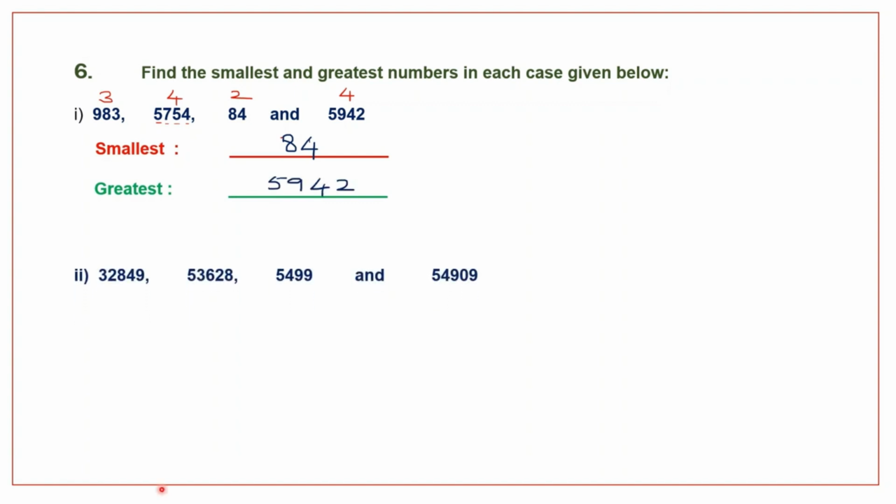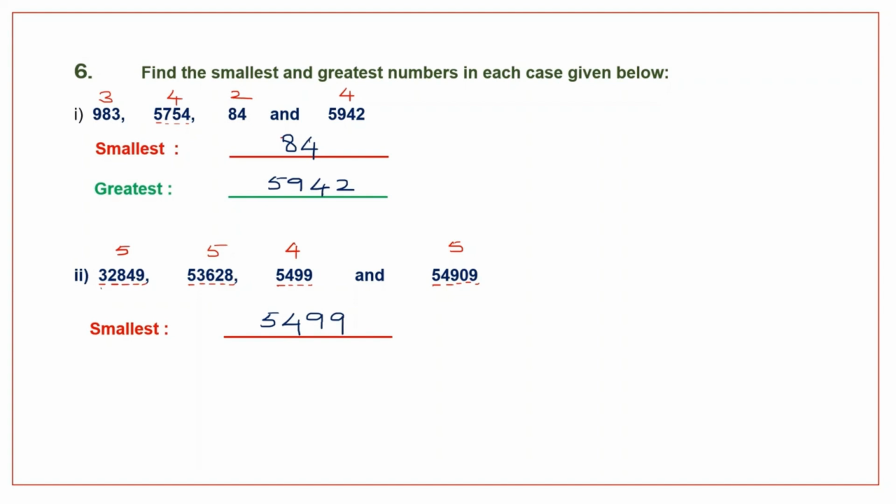Question 2. Now here we have again 4 numbers. We have to look for the smallest and the greatest numbers. So the smallest number will be the one with the least number of digits. So let's count and see the number of digits here. 1, 2, 3, 4, 5. This has 5 digits. Then 1, 2, 3, 4, 5. 1, 2, 3, 4. And here the last one, 1, 2, 3, 4, 5, 5 digits. So now it's easy to find out which is the smallest number, the one with only 4 digits. So this number, 5,499. So let's write that down. 5,499 is the smallest number.